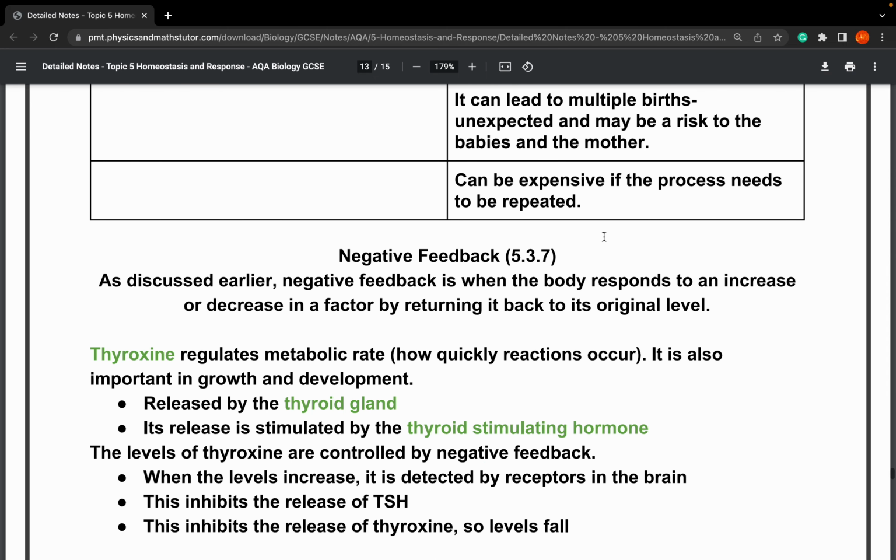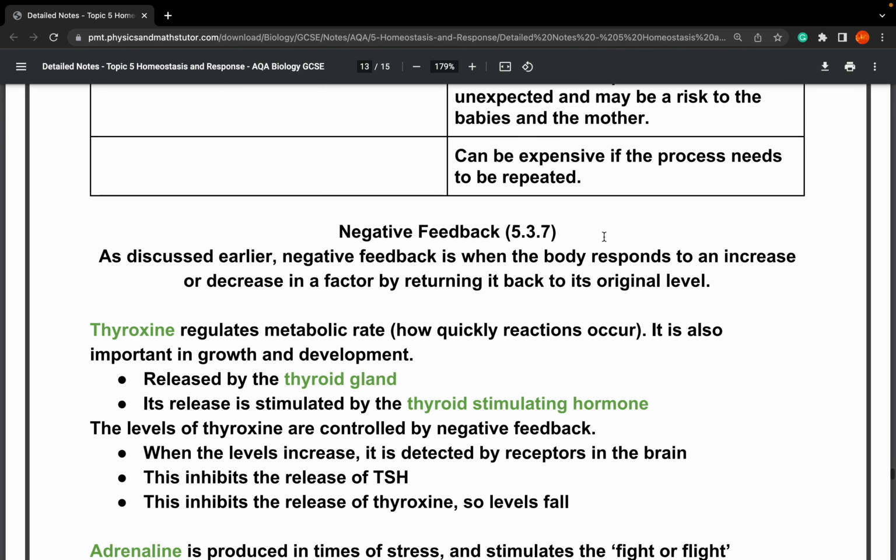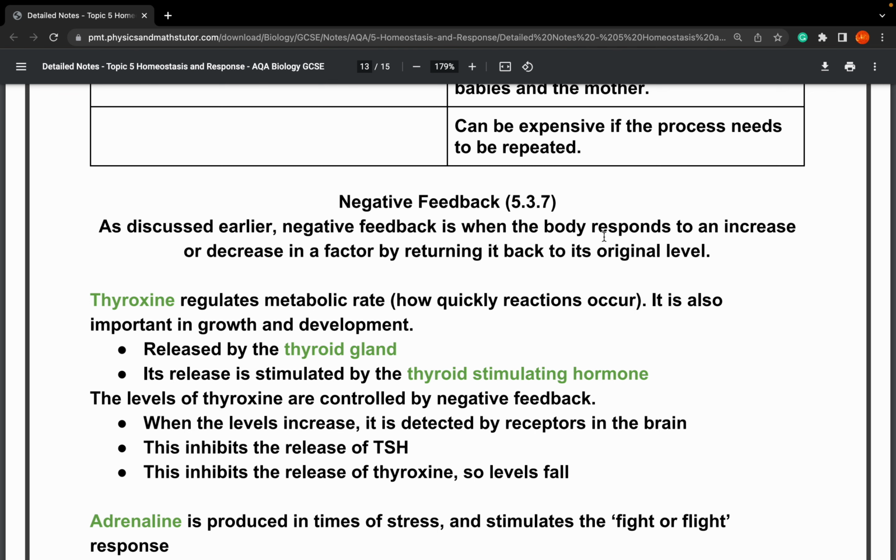It can lead to multiple births as we discussed, like twins or quadruplets, etc. Unexpectedly, it can also risk the babies and the mother. It can be a very expensive procedure also.